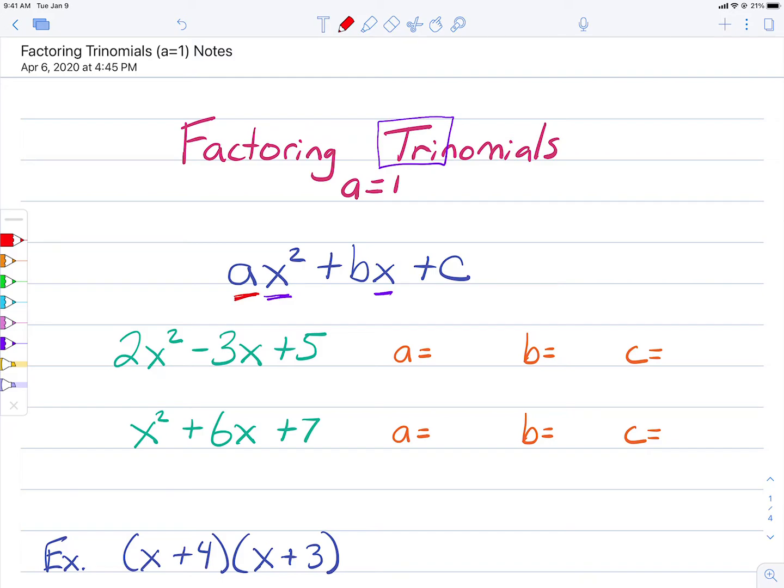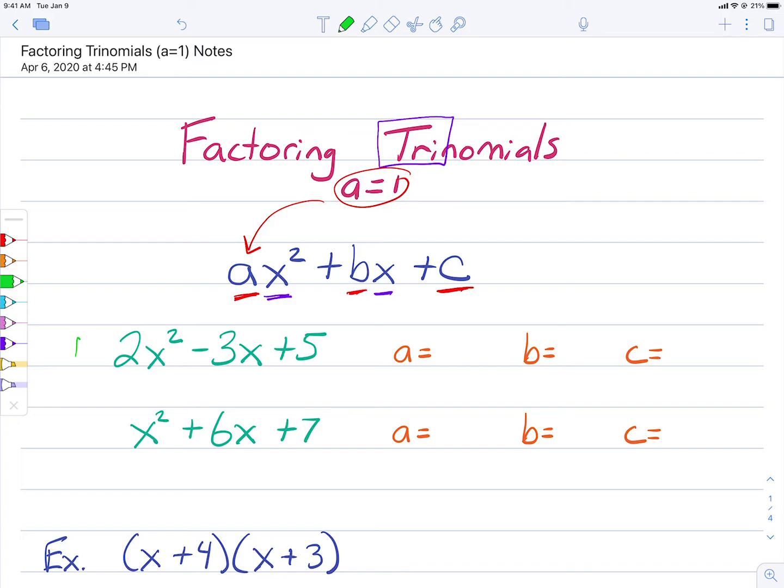A is the coefficient of x squared, what's being multiplied by x squared. B is the coefficient of x. And c is the constant. It doesn't have an x, so it's a constant. Now, in the ones we're doing today, a, which is that term, is always going to equal 1. We will get into when a doesn't equal 1 later. But first, let's just make sure we can identify what exactly is a, b, and c in a trinomial.